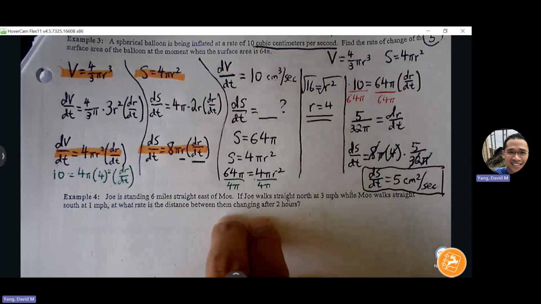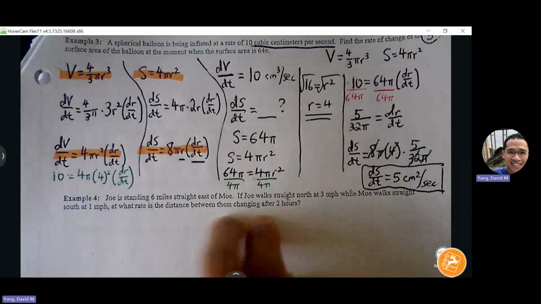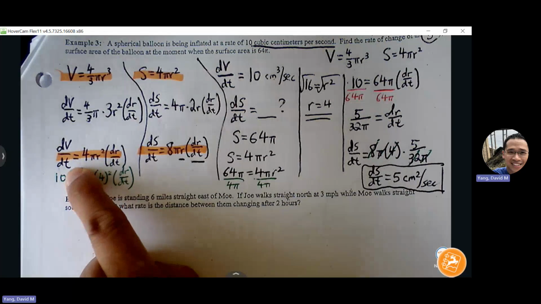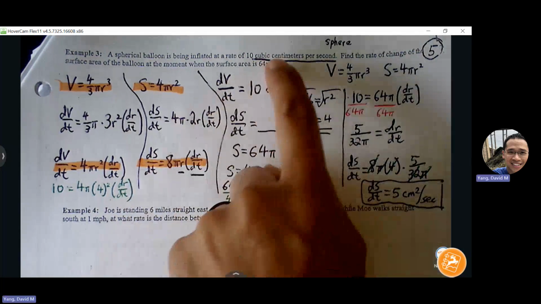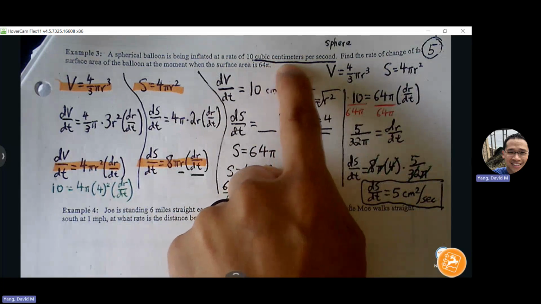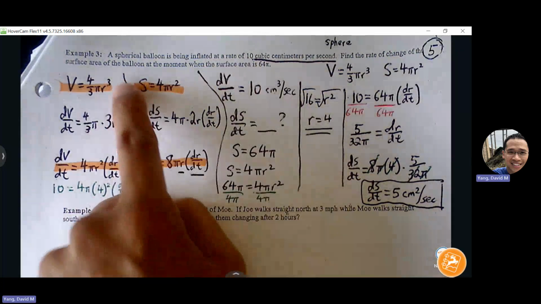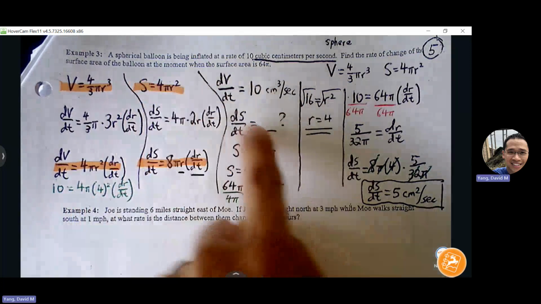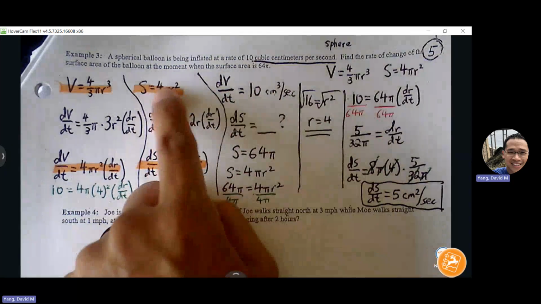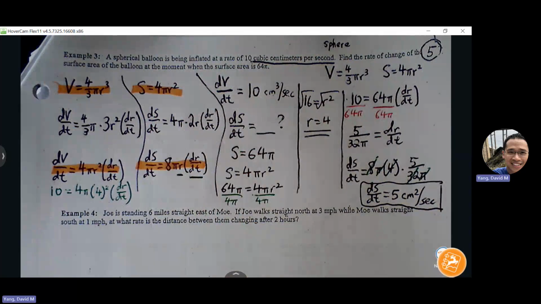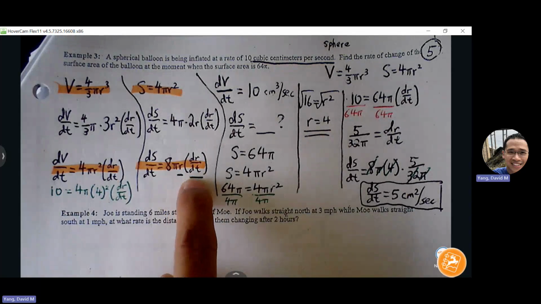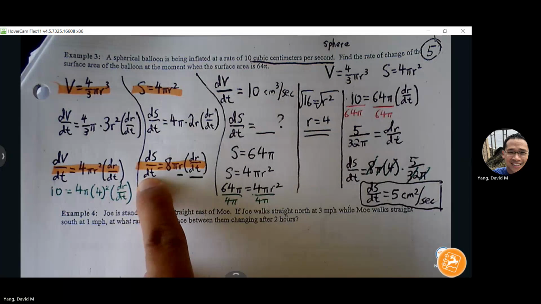What does the dV over dt have to do in relation to ds? Right, so dV/dt is the rate of change of the volume of the balloon, and ds/dt is the rate of change of the surface area of the balloon. They give us information about the dV/dt, but they're asking for the ds/dt because it says find the rate of change of the surface area of the balloon. So we use dV/dt to help us get to one of the variables that we need to get to the ds/dt.